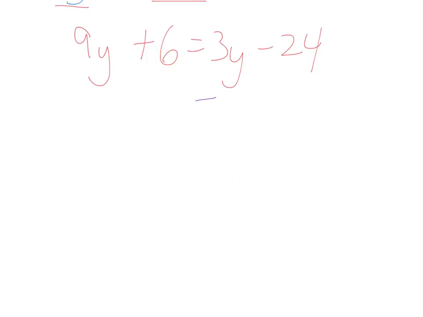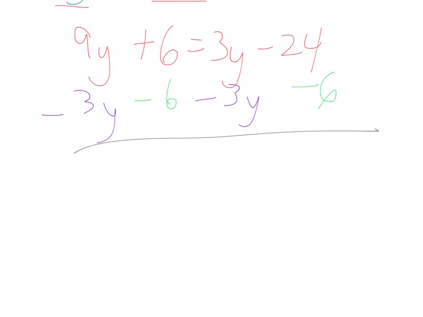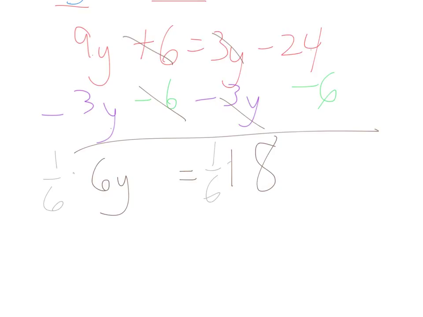Now if you subtract 3y and also subtract 6 from both sides, you get 9y minus 3y, which is 6y. The plus 6 and minus 6 cancel out, so you have equals, the 3y minus 3y cancel out, and 24 minus 6 is 18. Now, you can divide by 6 or multiply by 1/6, and you get that y is equal to 3.